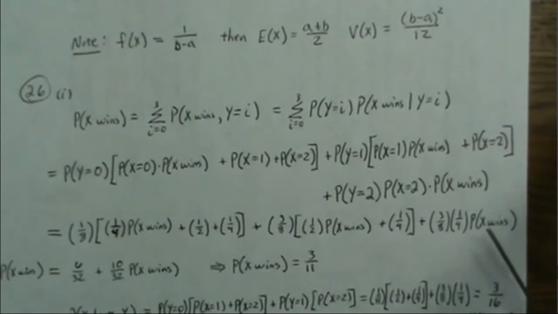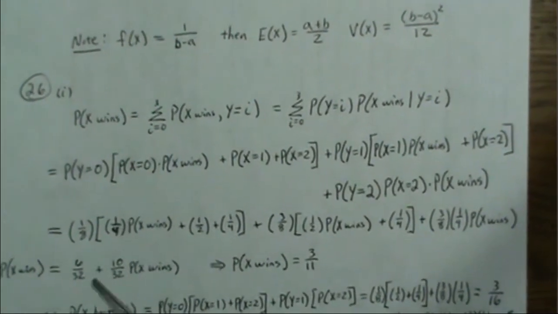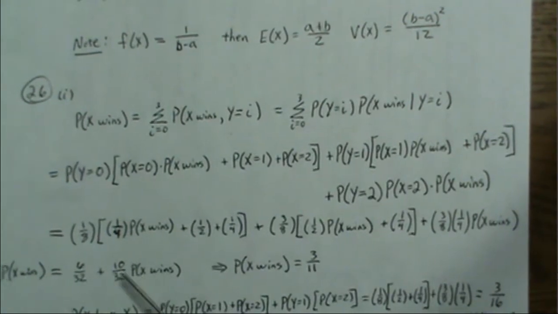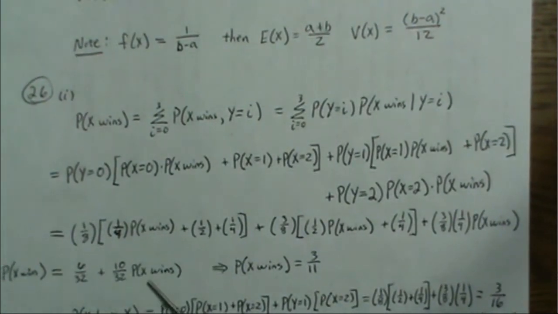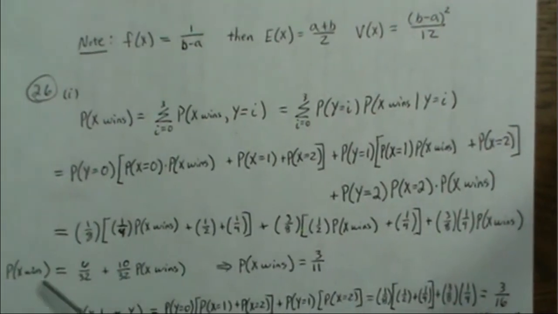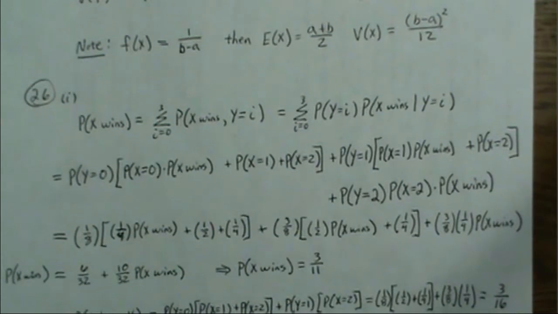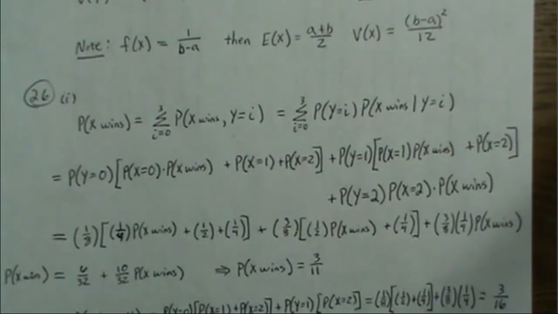Now we can do some math here. So simplify this side to 6/32 plus 10/32 times the probability of winning. Well, we can take that to the other side, factor out the probability that X wins, and we get the probability X wins is 3/11.